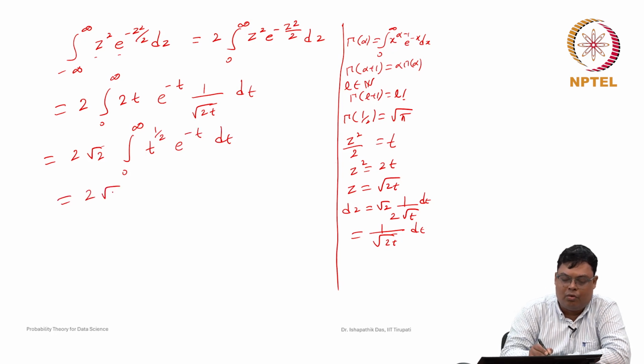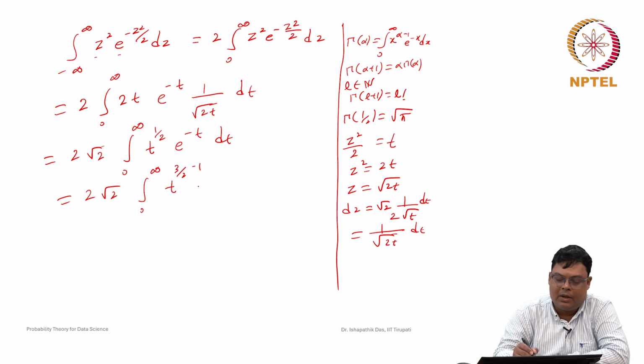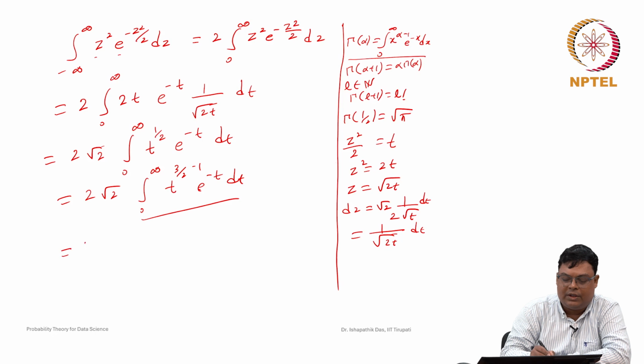So, this is 2 root 2 into the integral from 0 to infinity of t to the power half, and we can write this as t to the power 3 by 2 minus 1. Then it will be in this form: e to the power of minus t dt. Now you compare with the gamma function, and this is nothing but gamma 3 by 2. So, this is 2 root 2 into gamma 3 by 2.